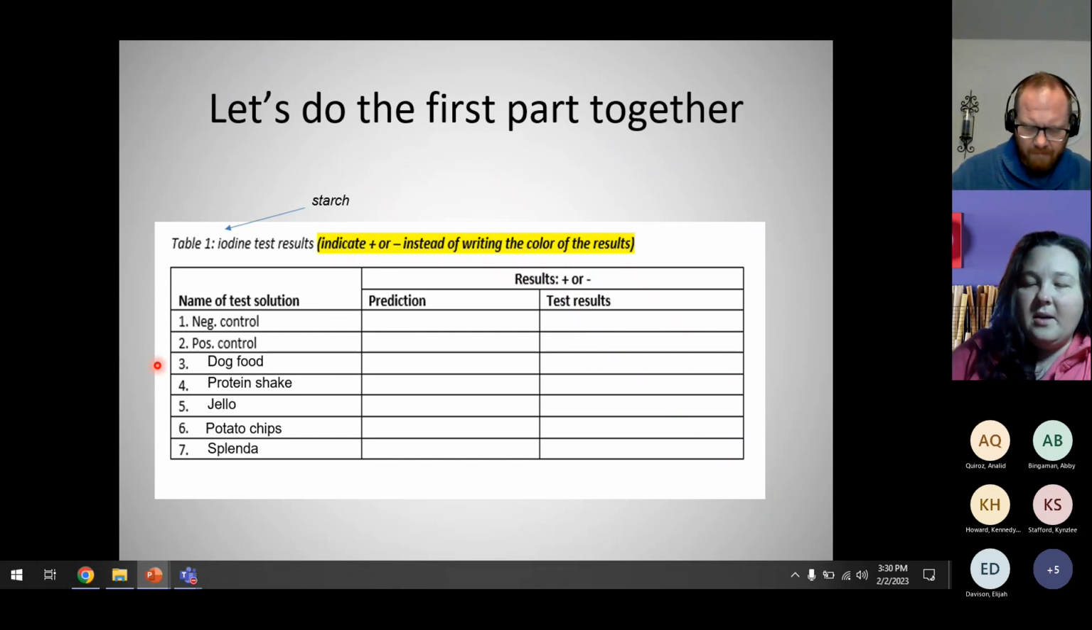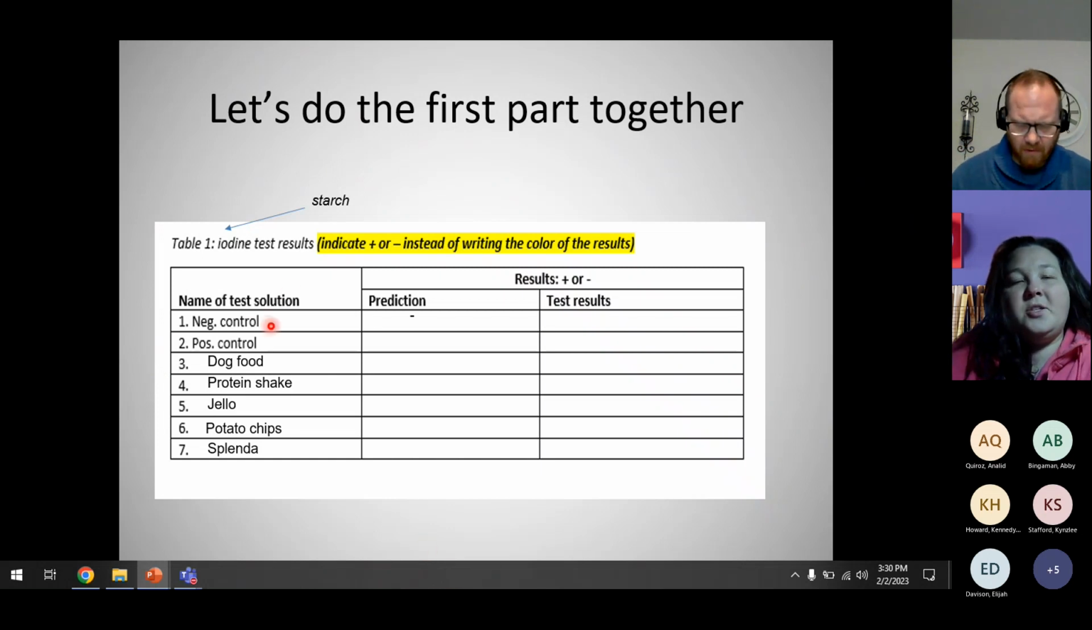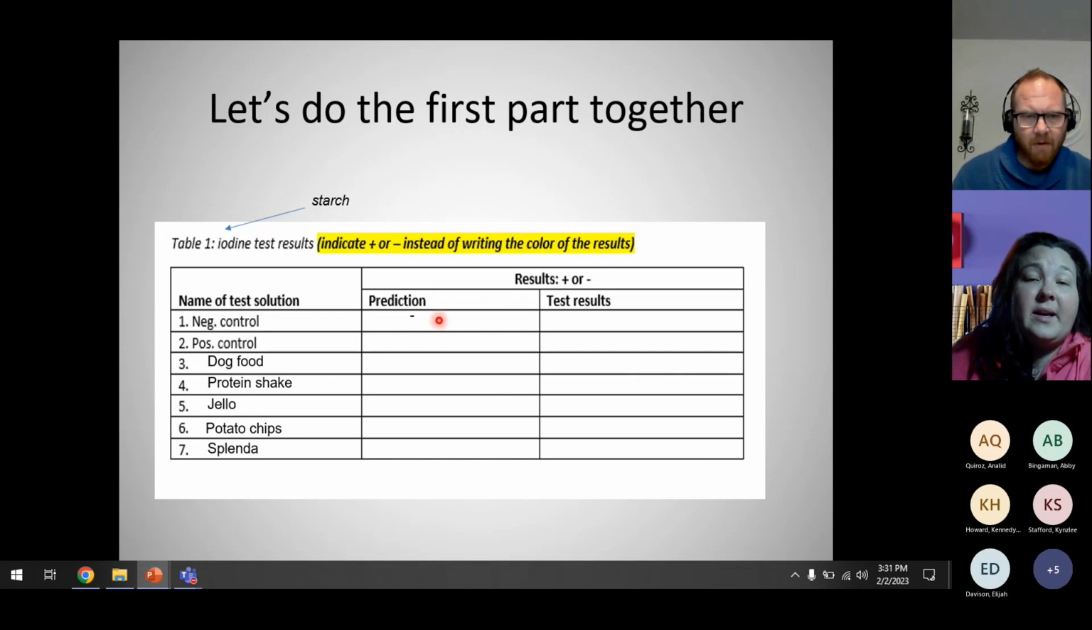All right, there we go. So the negative control is just iodine plus water. We know there's no starch in the negative control. So prediction, yeah, we're predicting a negative result. The positive control, we use iodine plus starch, something we know has starch in it. And we're predicting a positive result because that's our positive control.